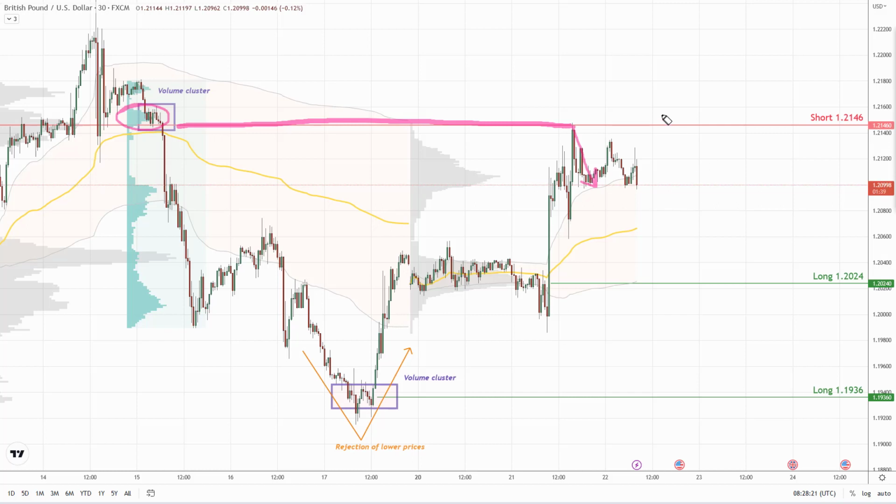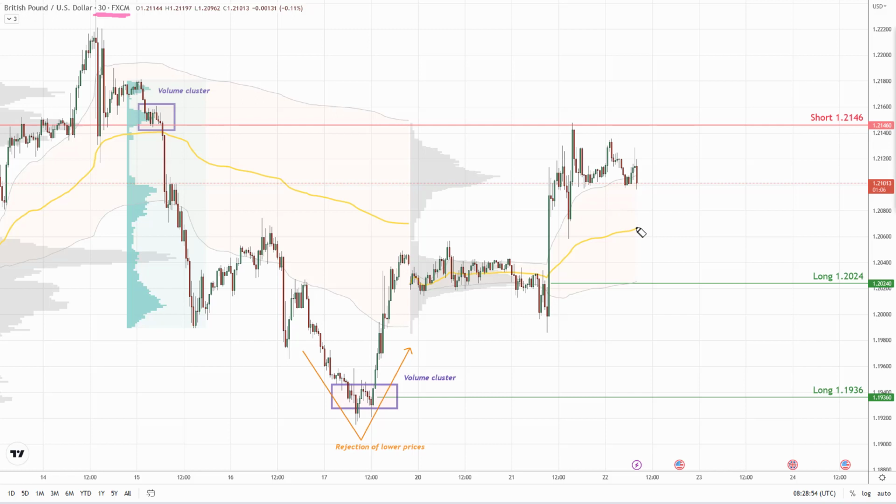Currently this level is no longer valid because it got tested right here, so I won't be trading this one anymore. I only trade first tests, and the test occurred in here yesterday. So that's for that resistance we had here on the British pound. I haven't mentioned that, but we are looking at the 30-minute time frame. That's my favorite time frame for doing intraday analysis.